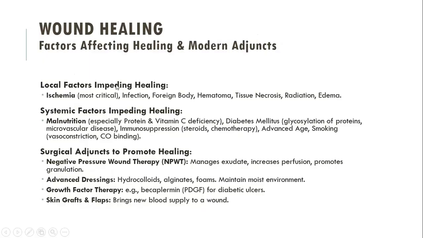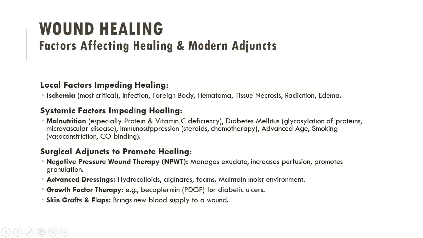Now, what are the factors that affect healing and what are the modern adjuvants? Local factors that impede healing are ischemia, that is most critical, infection, foreign body, hematoma, tissue necrosis, radiation, and edema. All these basically stop or impede the healing.